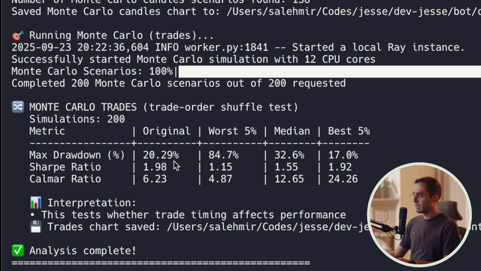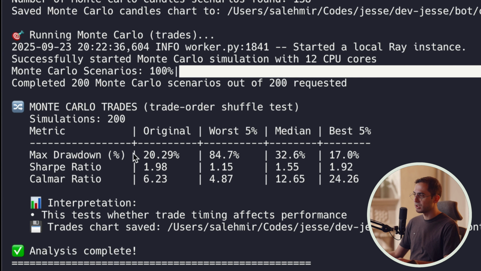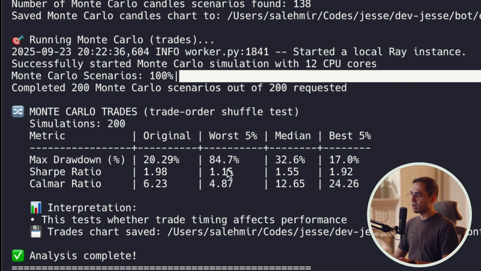So if I take a look at this, you see the max drawdown of the original was minus 20% for that period, but the median had a max drawdown of 32%. The best 5% had a drawdown of 17%, and the worst had 84. Now, you should never really read the worst because it's always like this. So I don't really think this strategy is gonna take this drawdown. And you see also the Sharpe is changing.